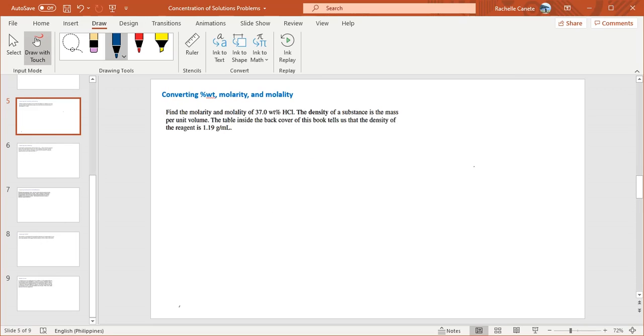Okay, so another unit that we need to know is molality. Okay, so molality is like molarity. Okay, so the unit for molality is small letter m. Do not confuse this with molarity. The symbol of molarity is capital M. Okay, so this one is molality, which is equal to the moles of solute per kilogram of the solvent. Okay, so take note, the difference with molarity is that molality uses kilogram of solvent.